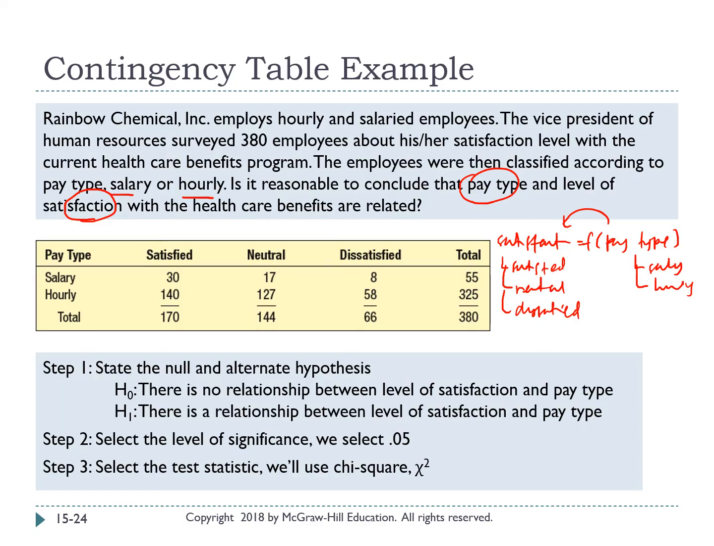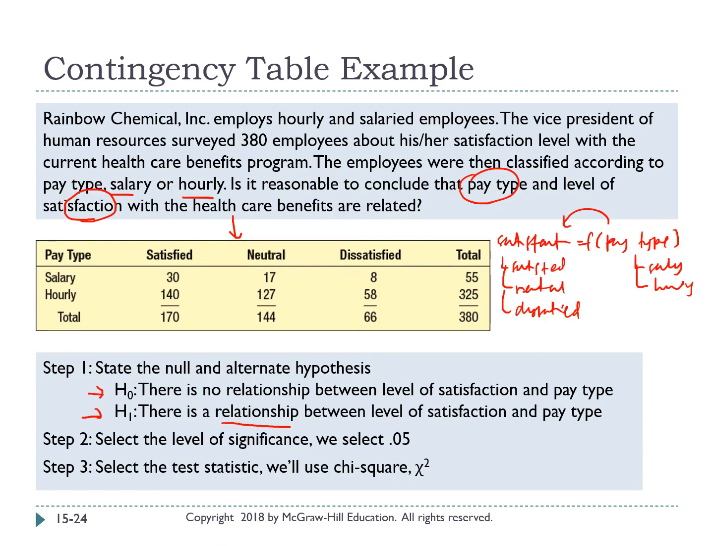Now this yellow box is the information that we have collected from our survey. Let's start with our hypothesis testing. The first step, we have to state the H null and H1. What is our H1? There is a relationship, because we want to know whether these two variables are related to each other. So there is a relationship between level of satisfaction and pay type. H null is the opposite: there is no relationship between these two variables.